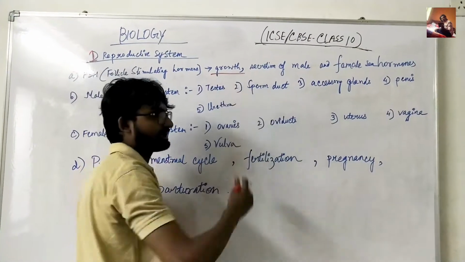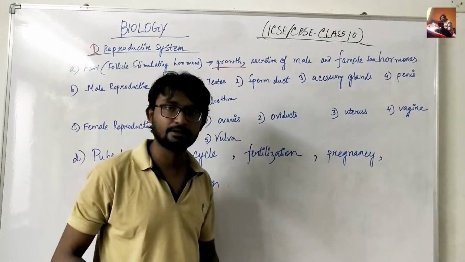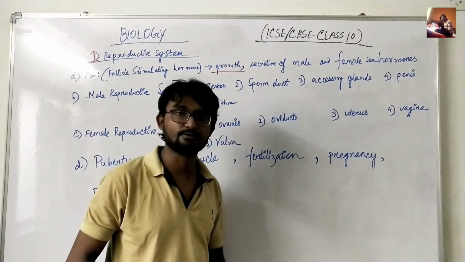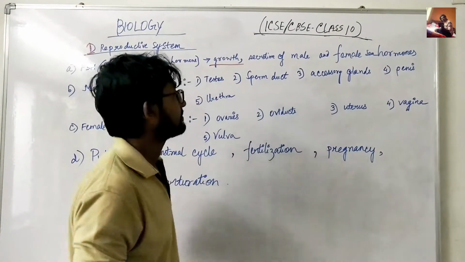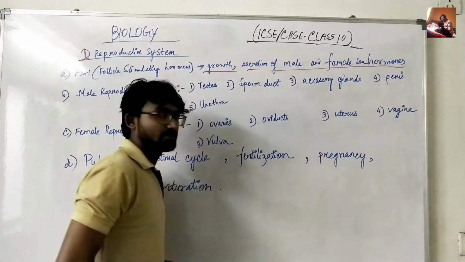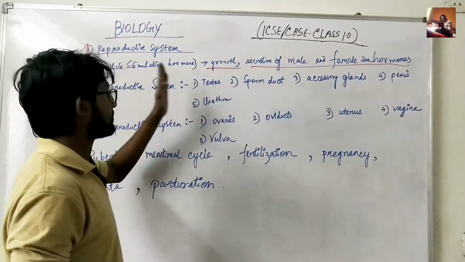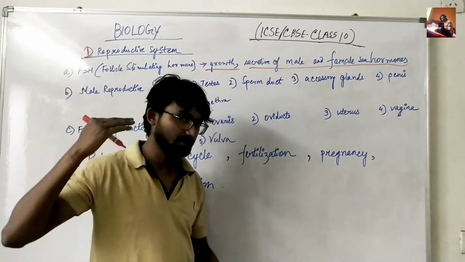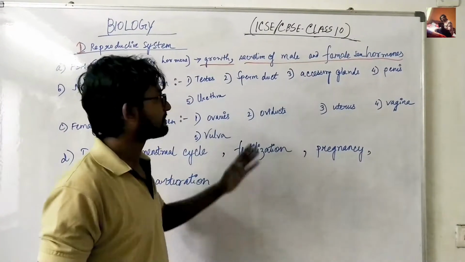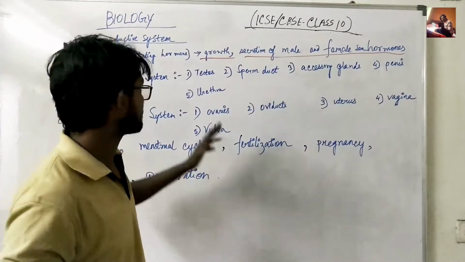FSH, growth, like development of male and female body structure as they grow up. You know, adolescence phase, you know, puberty and all. So secretion of male and female sex hormones. So this hormone that is being ejected from the pituitary gland, you guys know it. So the male and female hormone secretion, it is related.